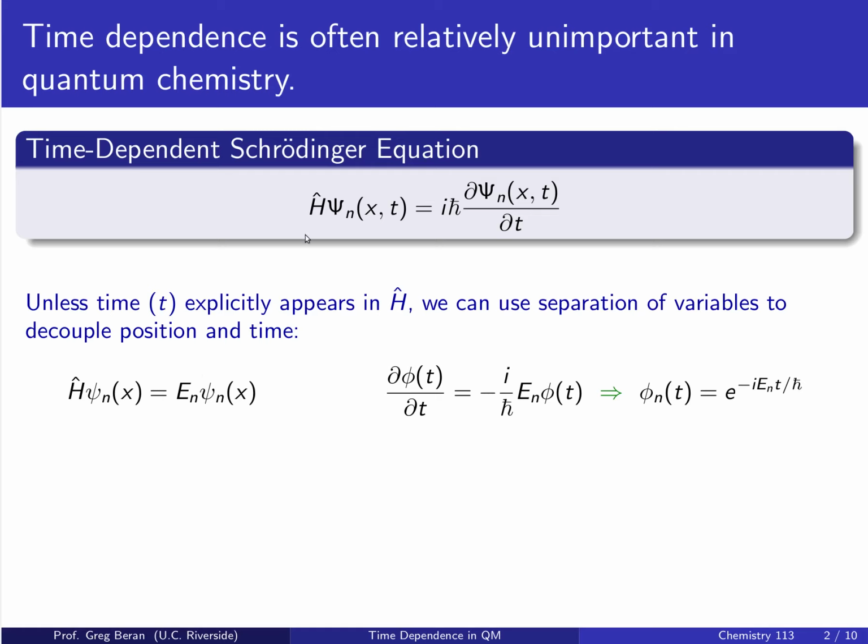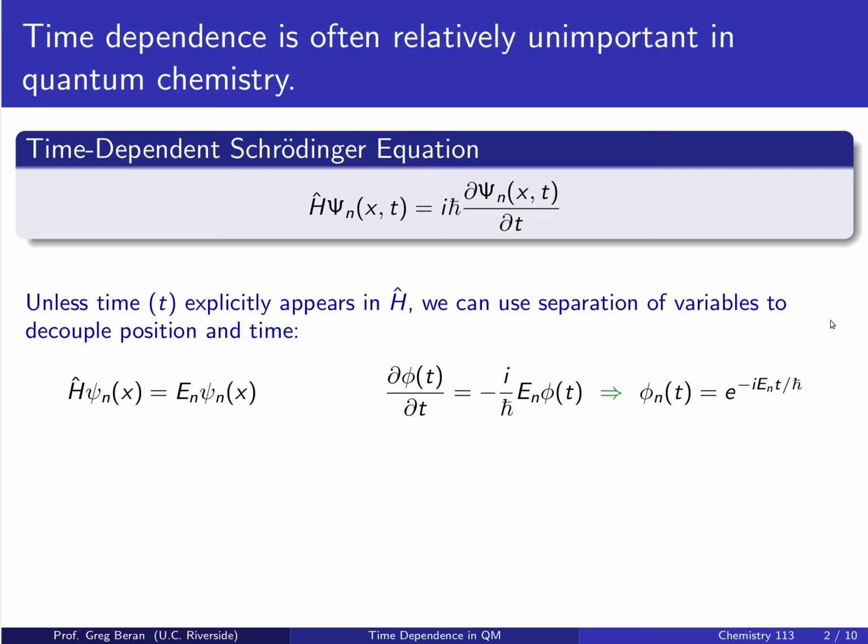If that's true, then we can use separation of variables to decouple the time-dependent Schrödinger equation into two separate differential equations. One, the standard time-independent Schrödinger equation we've been using for the most part, and then a separate differential equation describing the time dependence. This differential equation can actually be solved pretty easily, and the solution is that φ_n(t) is equal to e to the minus i times the energy of the nth state times time over ħ.